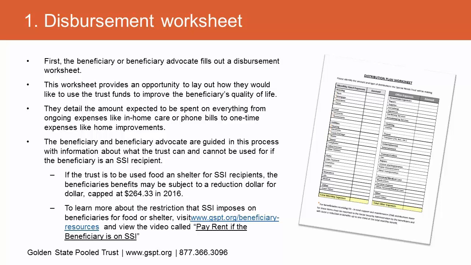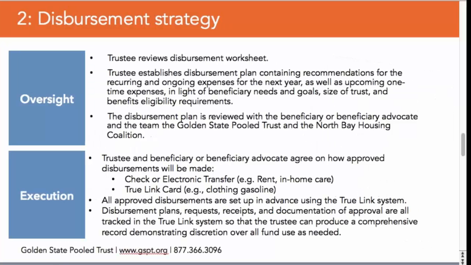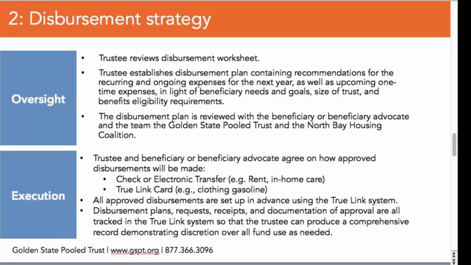So from there, it's about turning that worksheet into a strategy, and that's really where the trustee's work is done in terms of this part of trusteeship. So the trustee reviews the disbursement worksheet and then translates that into a plan containing recommendations for the recurring and ongoing expenses for the next year, as well as upcoming one-time expenses. And so this plan is developed in light of the beneficiary needs and goals that were expressed in that worksheet and conversation, knowledge that they have about benefits eligibility requirements, and then, of course, the actual size of the trust.